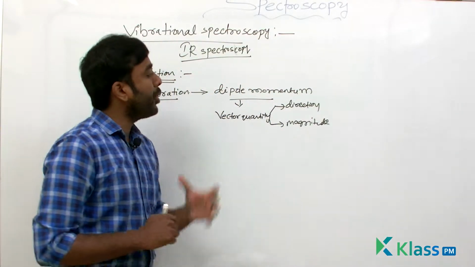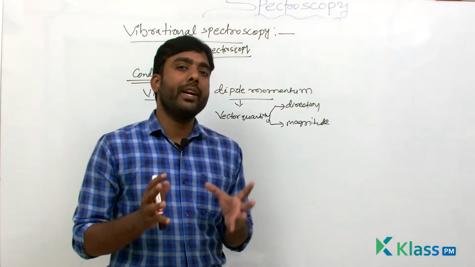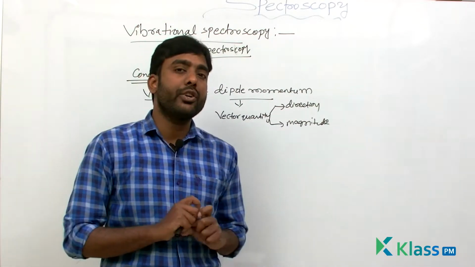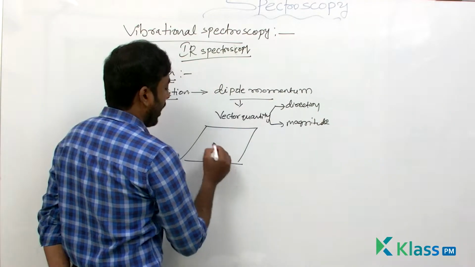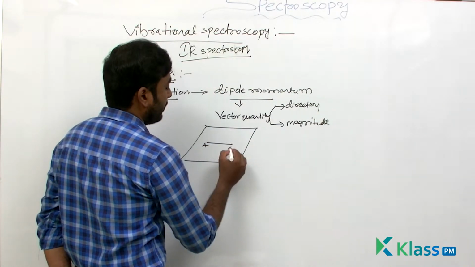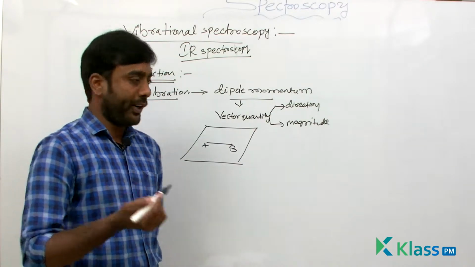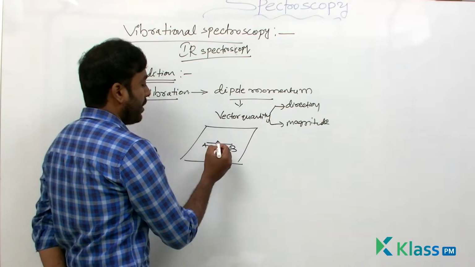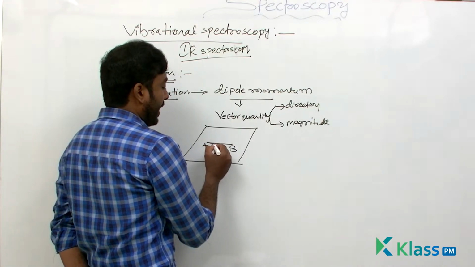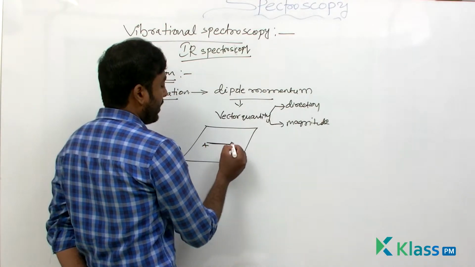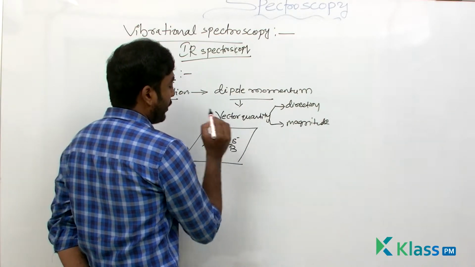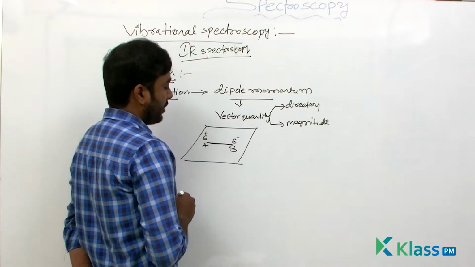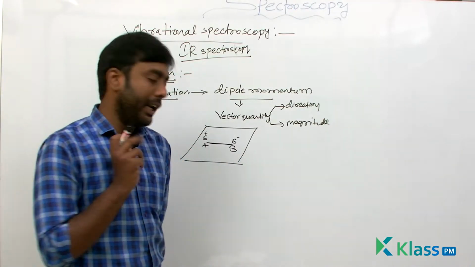Now how will the dipole moment change? It can change in two ways, either a change in the magnitude or a change in the direction. I have taken a molecule AB. It's a polar molecule. In a polar molecule, the highly electronegative atom attracts the electron pair towards it, so that it gets a partial negative charge and the other atom gets a partial positive charge. This is a polar molecule.